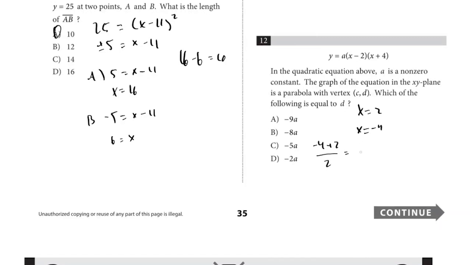So then that equals negative 1. So that means C is equal to negative 1. And C is for x, D is for y. So rewriting this equation and subbing in x as negative 1, we get D equals A negative 3, 3. That means D is equal to negative 9A. That means the answer is A.